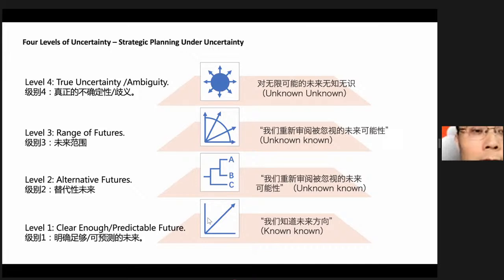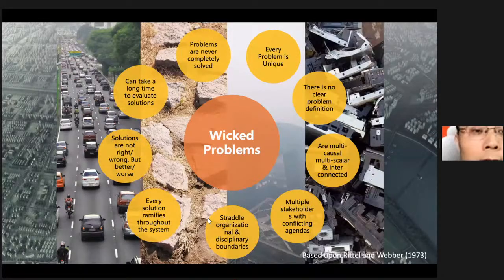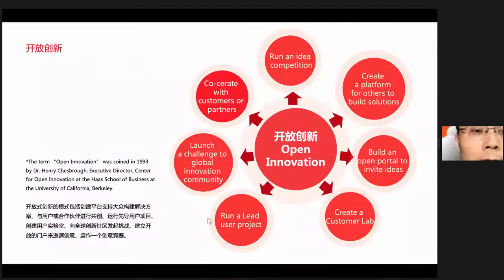So we are shifting from being sure of the future to being full of uncertainty, which is a wicked problem. If we don't resolve these wicked problems, we will face even bigger troubles. So when we try to solve it, we need to have innovative and open methods, or open innovation.